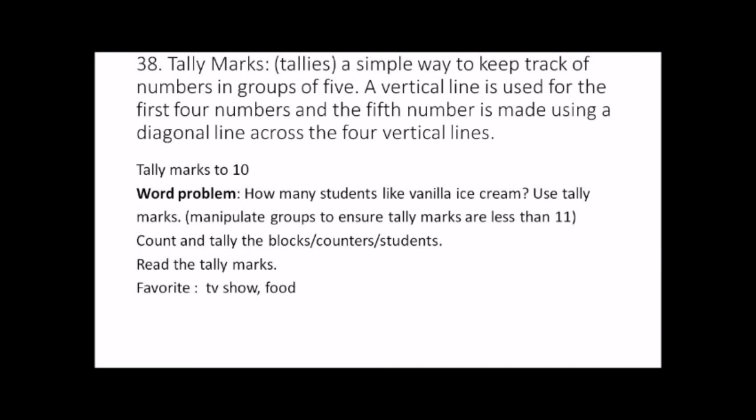Tally marks again. A simple way to keep track of numbers in groups of 5. A vertical line is drawn across, and the 5th number is made using a diagonal across the 4 vertical lines. Tally marks are to 10 now. We did it to 5. Now you just continue on to 10. So make sure when you do this you question students about certain things. You want to do favorite TV shows, favorite food, and then you do the tally chart and do the tally marks to show, and you're going up to 10.